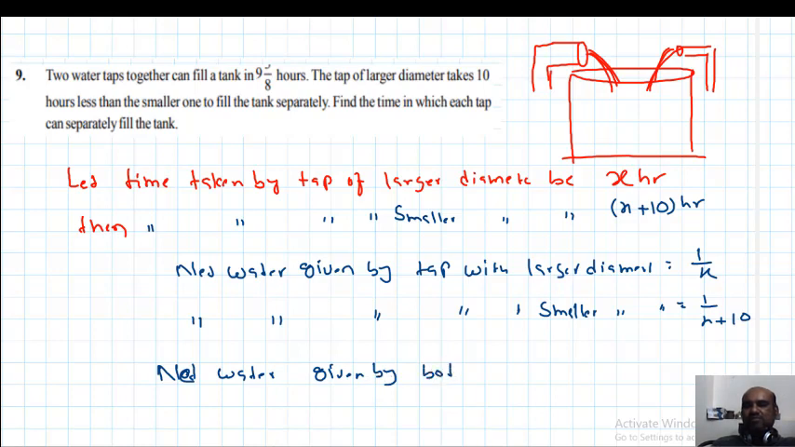Both the taps in 1 hour equal to 1 by x plus 1 by x plus 10. Let it be equation number 1.